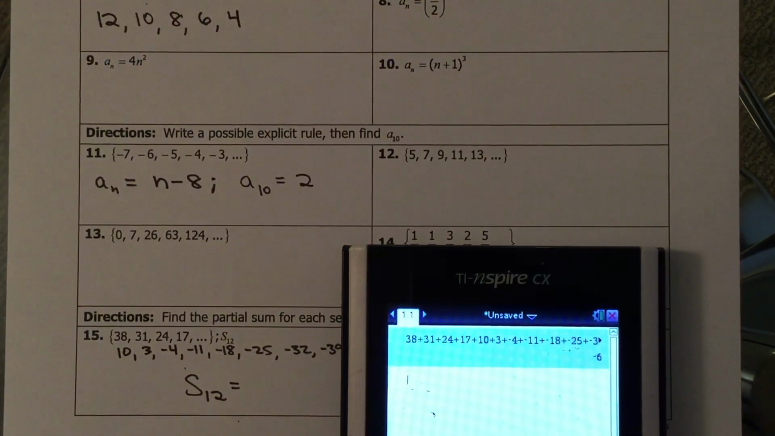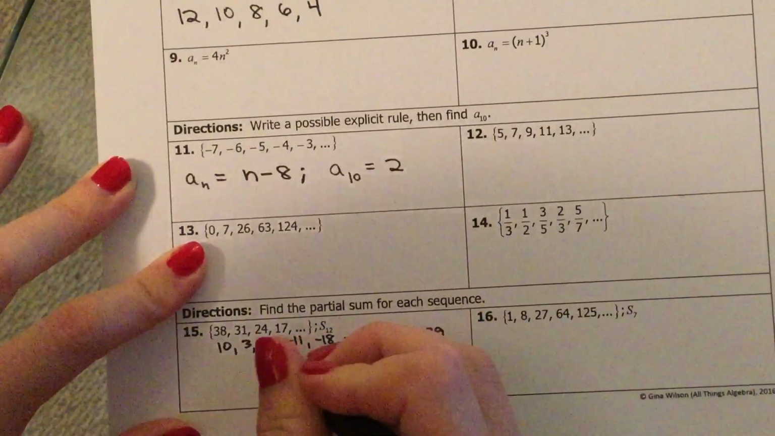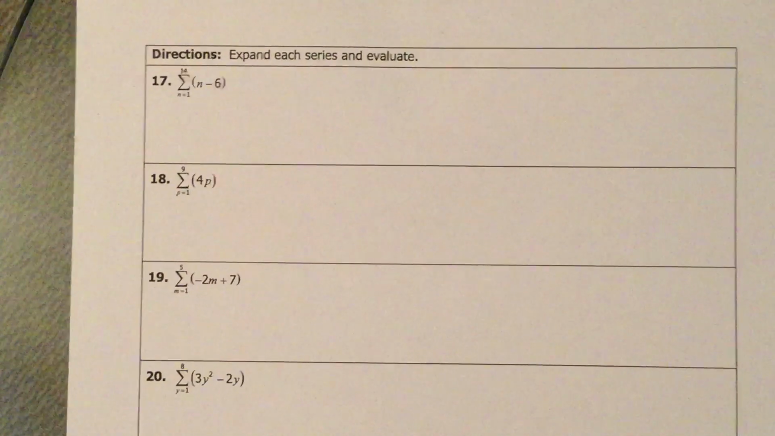Okay, so we end up with -6 when we add all of those together. So that is the 12th partial sum. All right, and then on to the next page. The next page we are expanding series and evaluating.